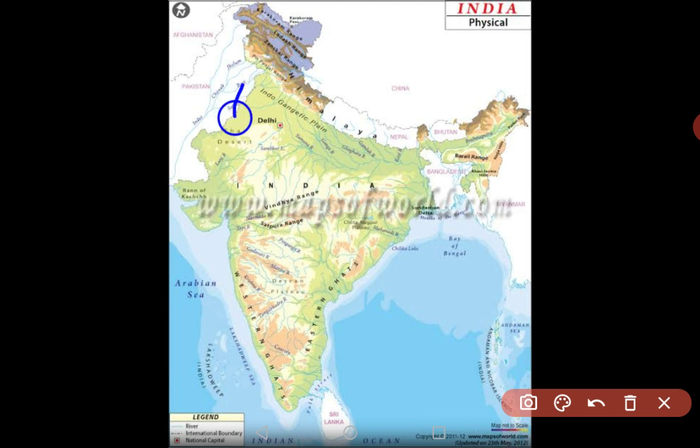As you know, the northern plains are not a totally plain area. There is variation in the relief features, meaning somewhere it is high, somewhere it is at low height. So here also we will be studying the various divisions of the northern plains. Basically, the northern plains can be divided into four regions.